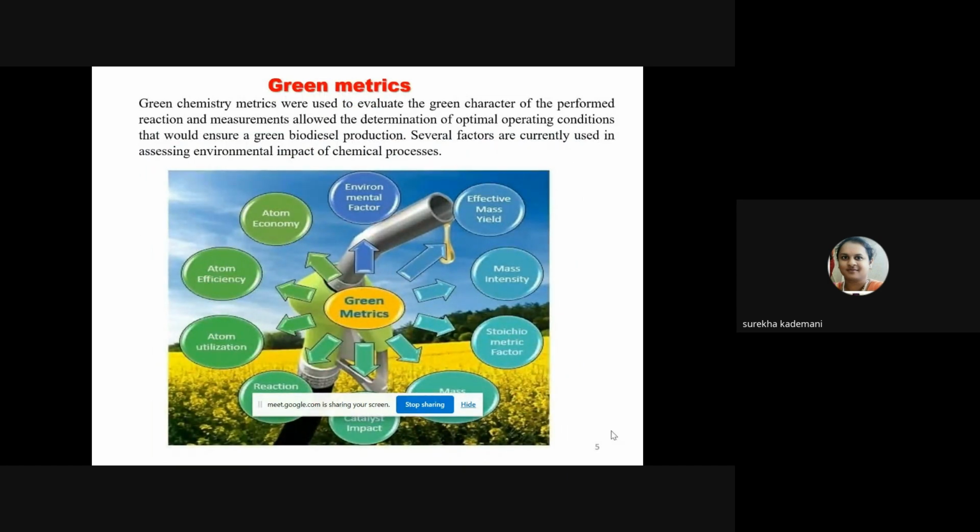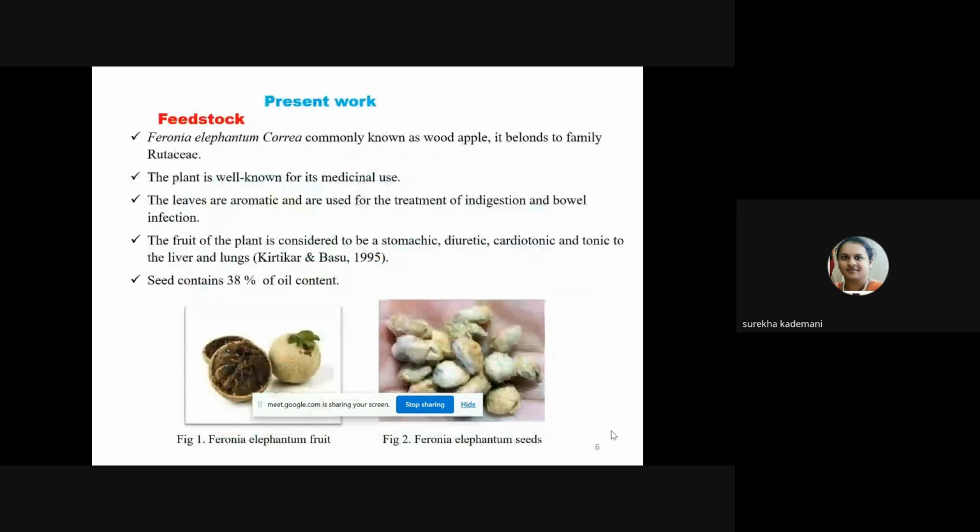So green matrices are used to evaluate the green character of the performed reaction, and measurement allows the determination of optimal operating conditions that would ensure green biodiesel production. Several factors are currently used in assessing environmental impact of chemical processes, which include environmental factor, effective mass yield, mass intensity, stoichiometric factor, mass solvent and catalyst impact, reaction mass efficiency, atom utilization, atom efficiency, and atom economy.